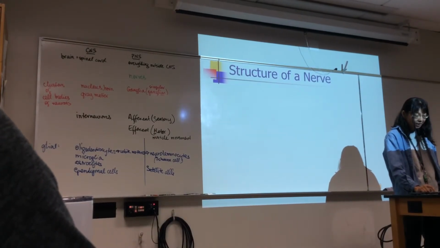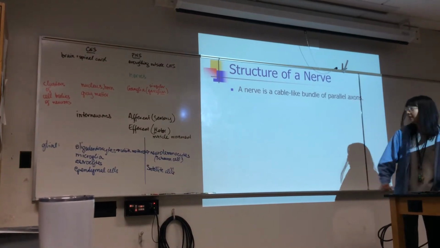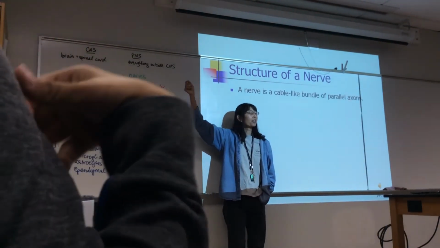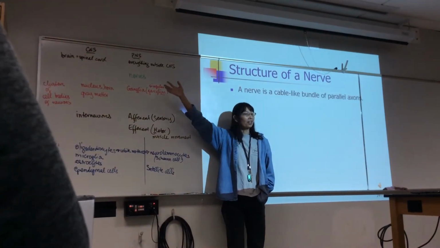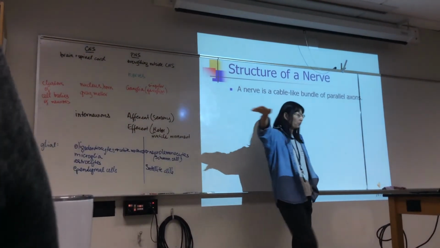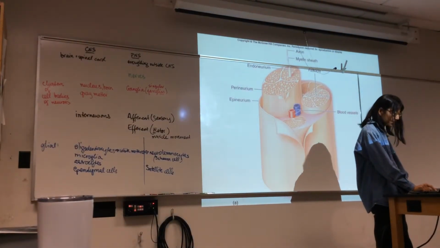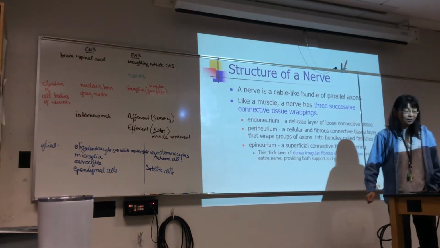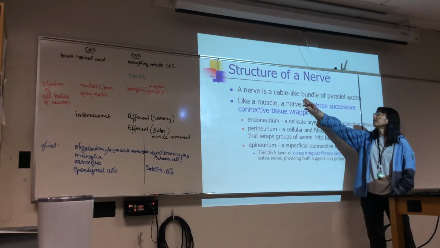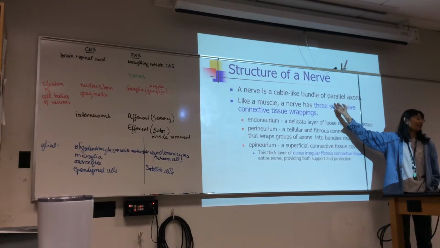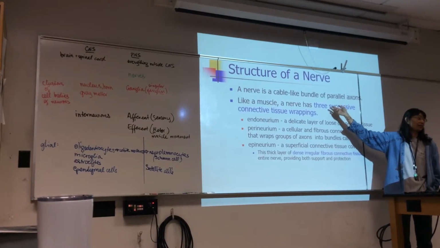So it can't regenerate. All right, let's talk about a nerve. Where do we have nerves? Peripheral, only peripheral. So what is a nerve? Well, actually, before I go there, a nerve is a bundle of axons.